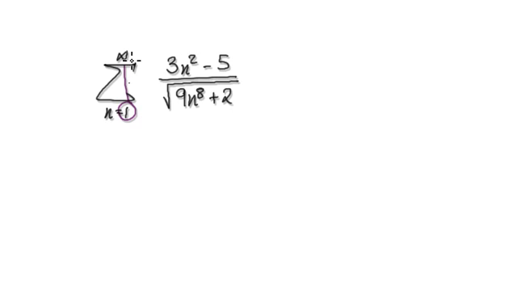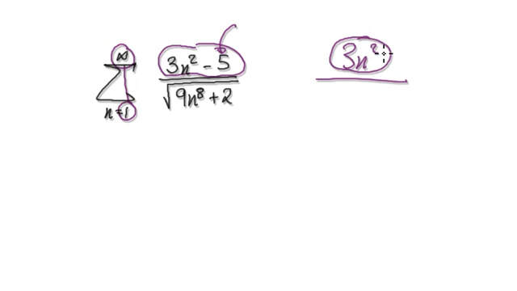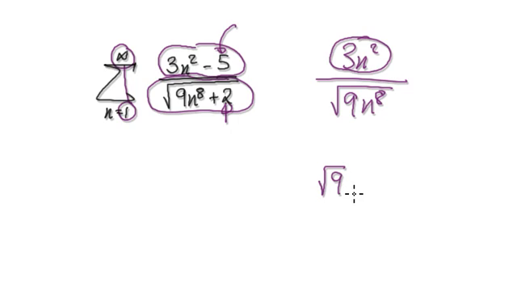Okay, so as n heads towards infinity, if you look at the numerator, this 5 here is going to be insignificant. So you can think of the numerator as acting like 3n squared. And when n gets very, very big, if you look at the denominator, this 2 here is going to be insignificant. So you can imagine this as being 9n to the power of 8. Well, you can break this up as root 9, root n to the 8.